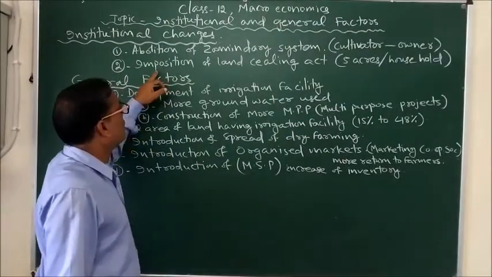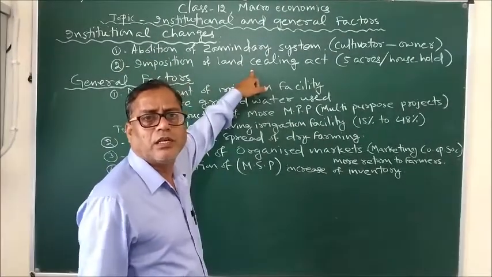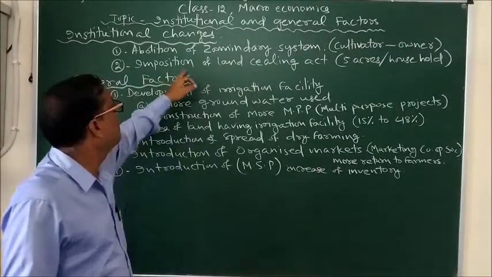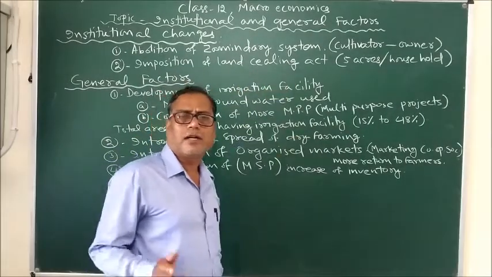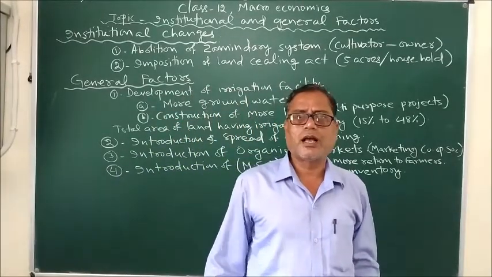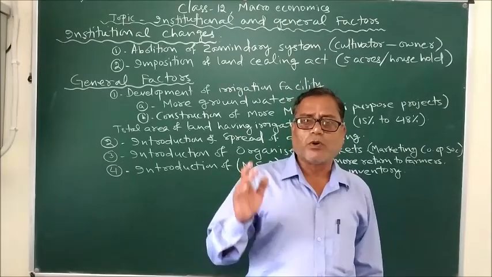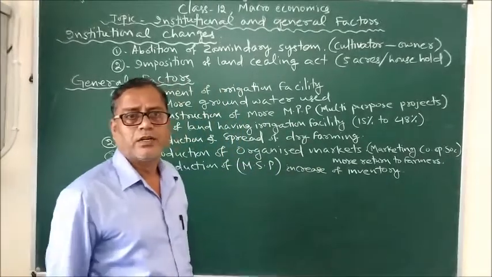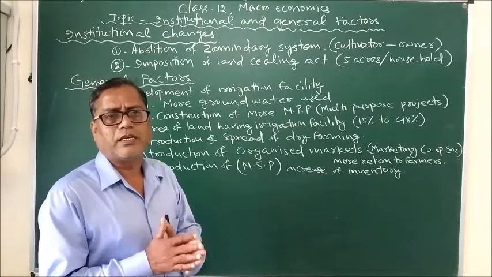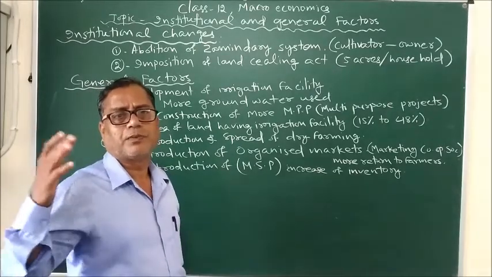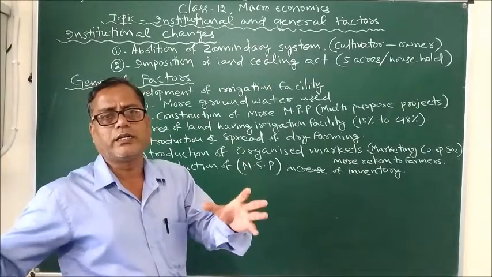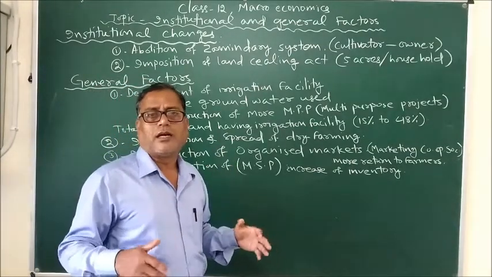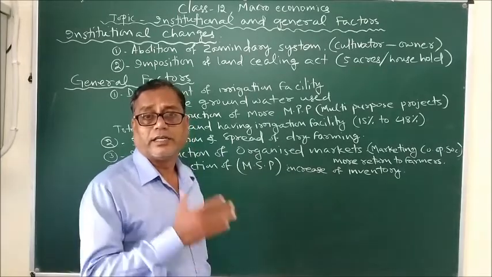And the second point is the Imposition of the Land Ceiling Act. This is a breakthrough, a revolutionary change made by the planners of India. Earlier, rich farmers used to have more holdings of land, and small and marginal farmers had very little land at their disposal. So there was no equality between rich farmers and poor farmers. The rich farmers became richer and richer, and their landholding went on increasing, whereas the poor farmers' condition was not so good, and the land at their disposal started declining.